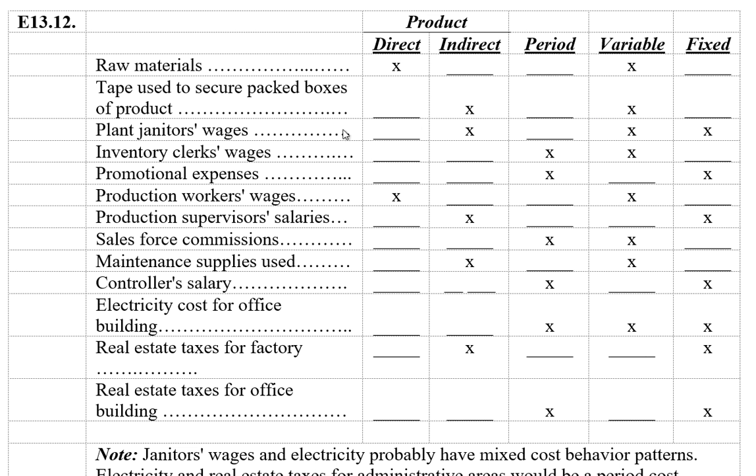Plant janitors' wages, they have here as an indirect product cost, which would be correct if the janitor is working, notice, in the plant. Now, if they had had office building janitors, then it would be a period cost. But notice that plant janitors' wages could be fixed or could be variable. And this is one of those that very well could be a mixed cost.